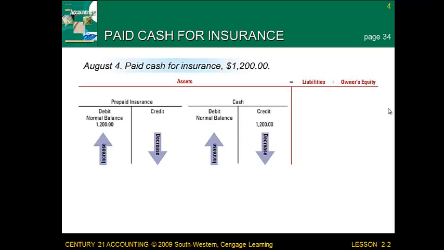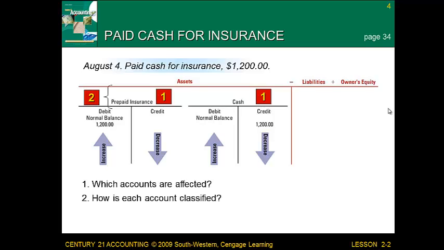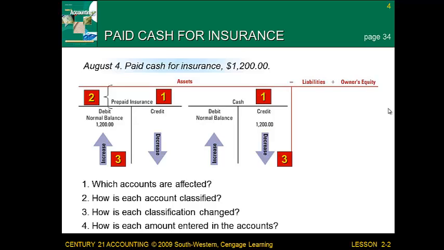August 4th paid cash for insurance, $1,200. Prepaid insurance and cash are the accounts that are affected in this transaction. Both are assets. Again, one going up, one going down, but assets overall staying the same. $1,200 is debited to prepaid insurance and $1,200 is credited to cash.